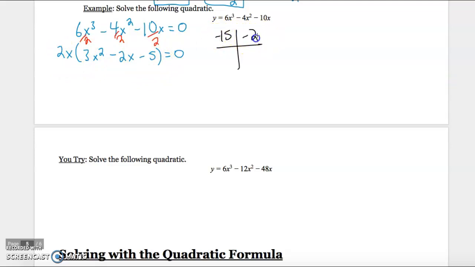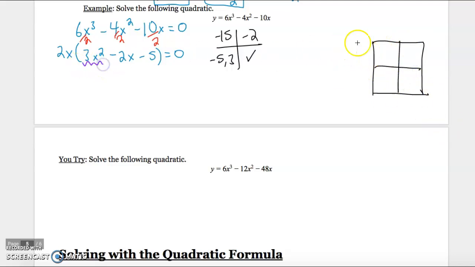Then I have negative 2. What multiplies to negative 15 adds to negative 2? Well, that would be a negative 5 and a positive 3. So I can go ahead and make my box over here. Fill in my pieces. So my 3x squared goes in up here. My negative 5 goes down here. My factors with x's go in here.